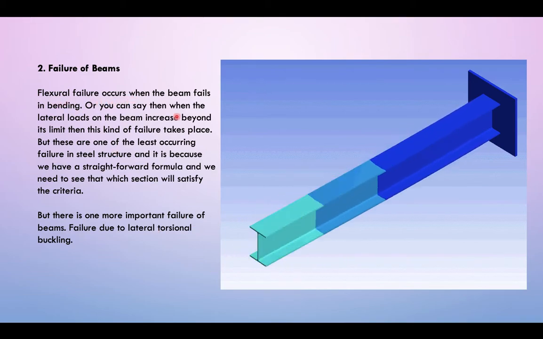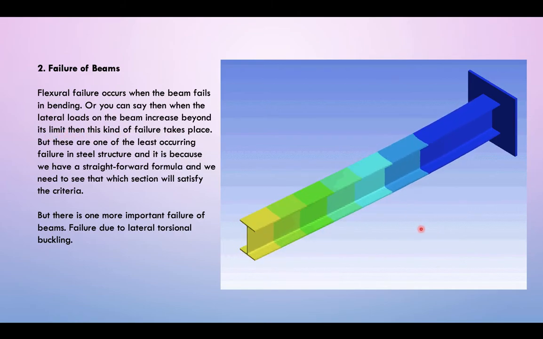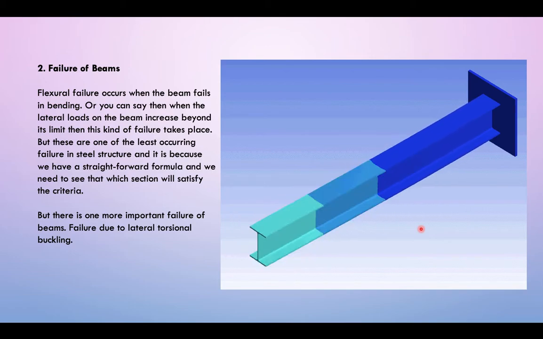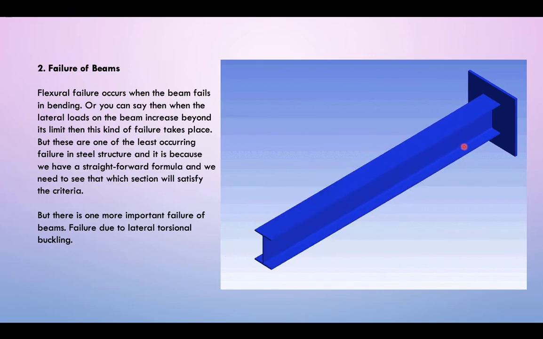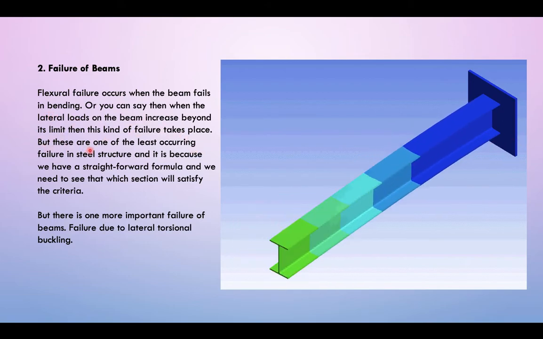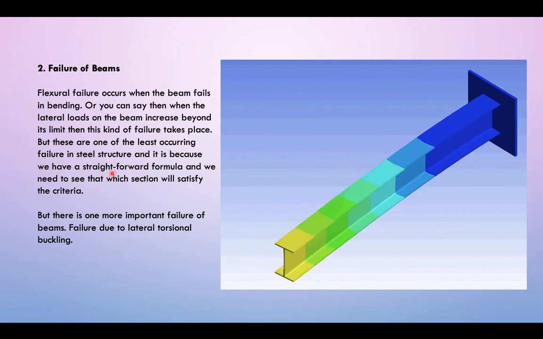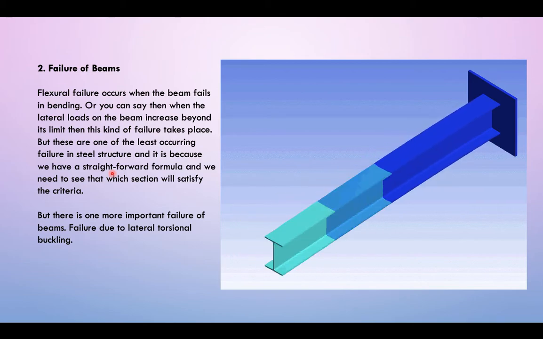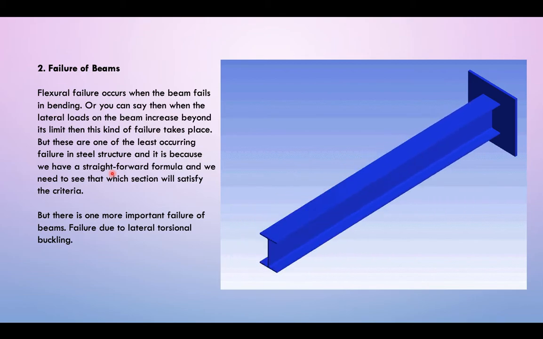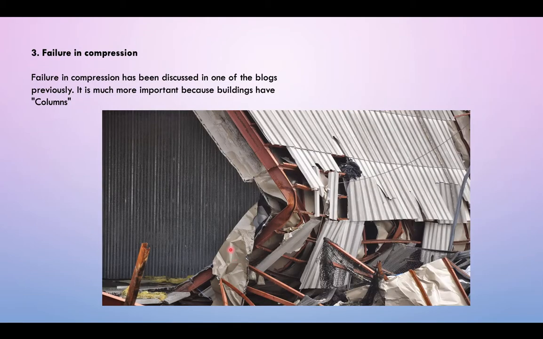Flexural failures occur in beams in bending, or when the lateral loads on the beams increase. The lateral limit concerns the breadth wise dimension, which is shorter compared to the length. This kind of failure is one of the least occurring failures in steel structures, because we have a very straightforward formula. We only need to see that the section satisfies the criteria. But one important failure that does occur is lateral torsional buckling, and this is a failure in compression.